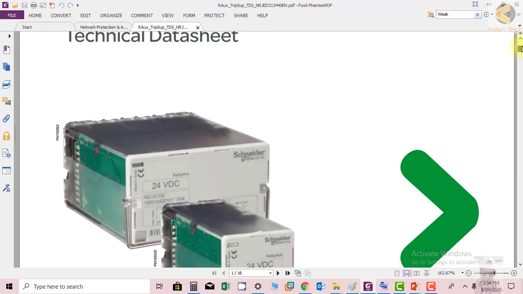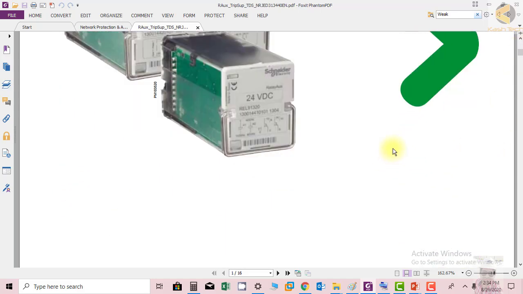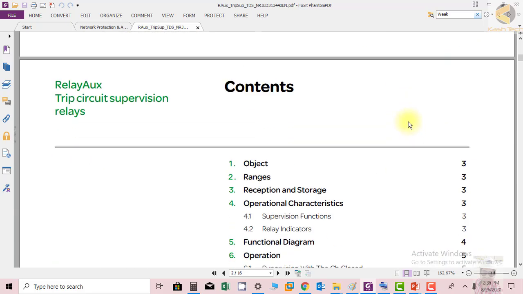I will be making this manual available for you to download and you can study. Hopefully it will make your concepts very clear.